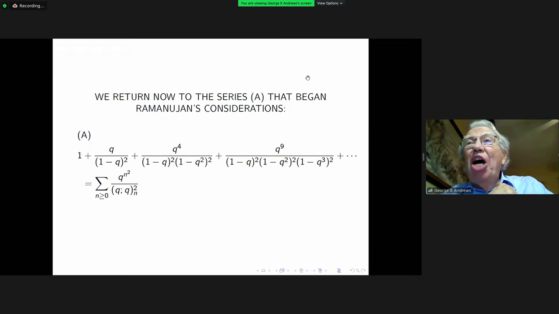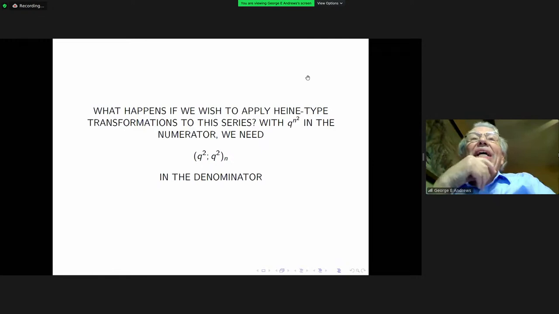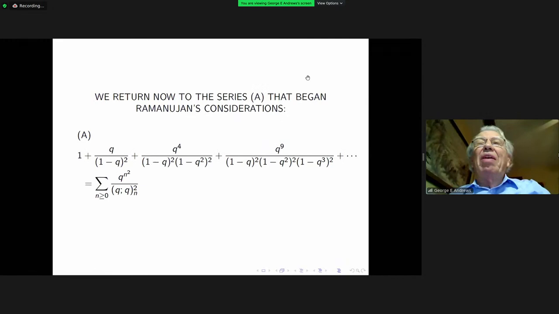Because if we want to apply a Heine type transformation to this with q to the n squared in the numerator, we need q squared sub n in the denominator. If we had a q squared instead of the square on the outside of this product, if the squares were on the q's on the inside, then we could proceed. But we don't have that.